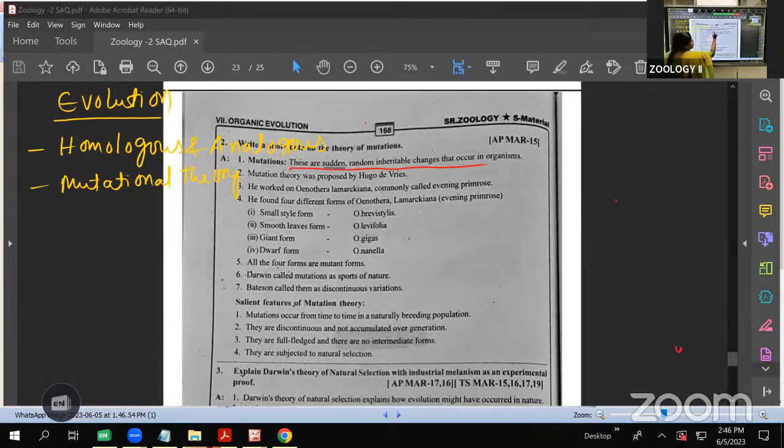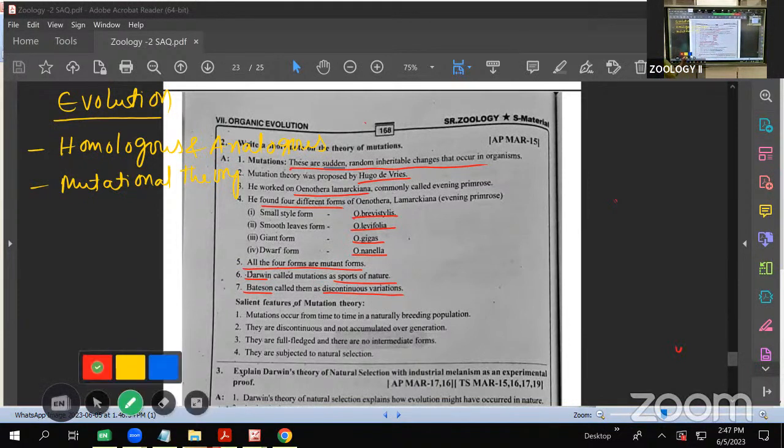The mutational theory was proposed by Hugo de Vries. He worked on which plant? Oenothera lamarckiana. He observed four different forms, called Oenothera brevistylis, Oenothera laevifolia, Oenothera gigas and Oenothera nanella. All these forms are mutant forms. Darwin called it a force of nature, and Bateson called it discontinuous variations. That is about the mutational theory.